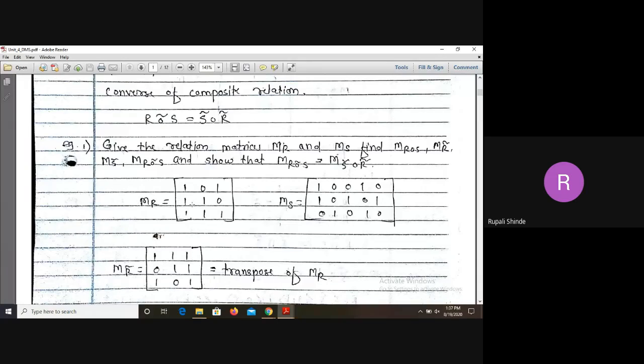Now second row is 110. Now that becomes second column in M of R converse. And then 111, this is the third row. So now it will be third column in M of R converse. This is the value for M of R converse.